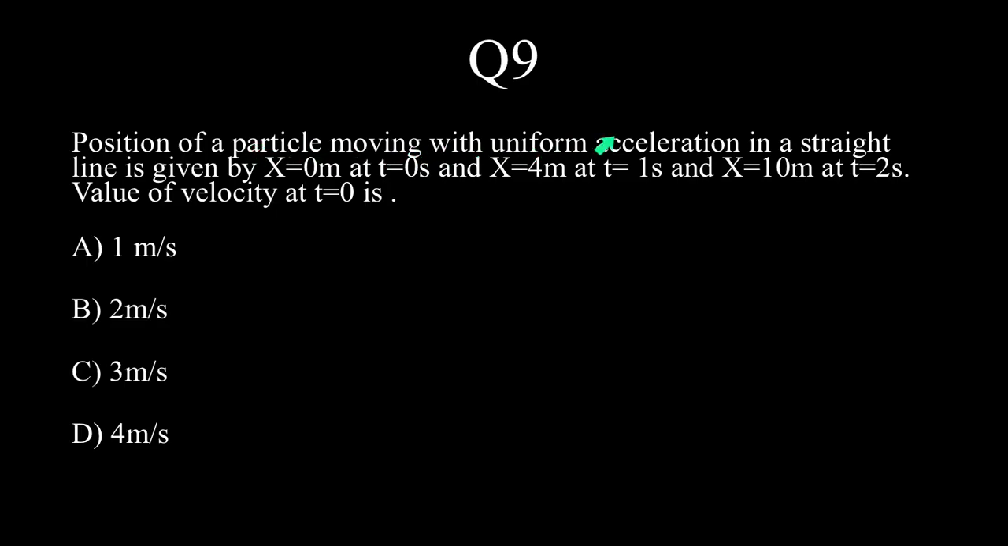Position of a particle moving with uniform acceleration in a straight line is given by x is equal to 0 meter at t is equal to 0 seconds, t is equal to 1, x is equal to 4, and t is equal to 2, x is equal to 10. Find the initial velocity.